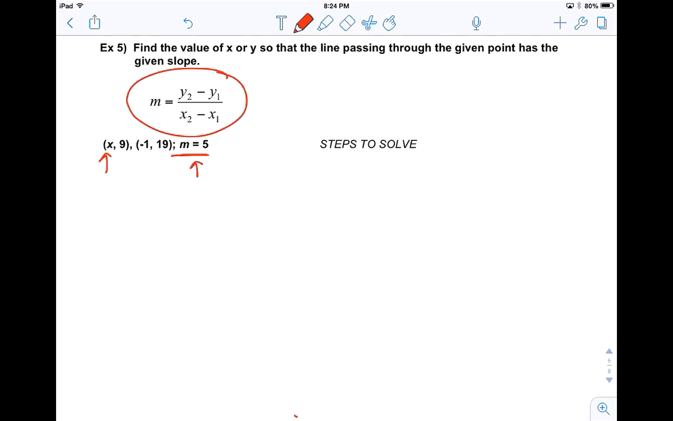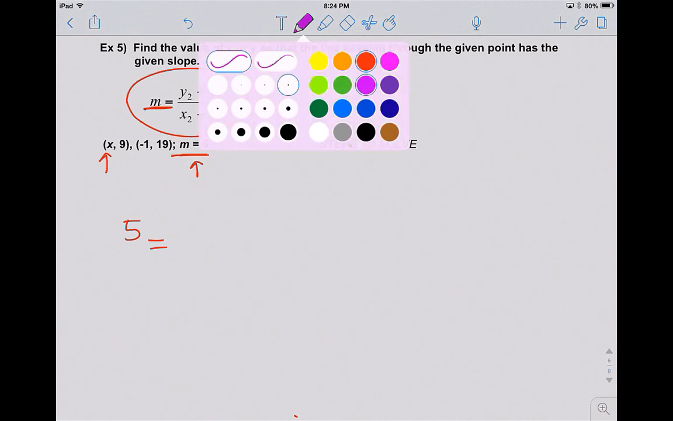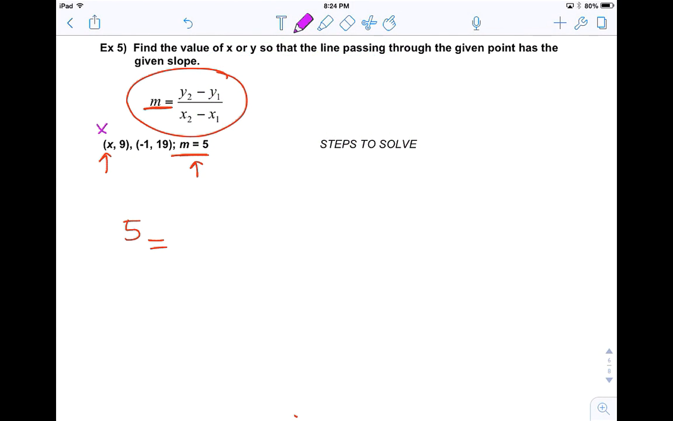So let's start plugging in numbers. We have m equals to start our formula, and we know m equals 5, so we're going to have 5 equals. And then let's label our points x1, y1, x2, y2, and start plugging in. So y2 minus y1, we're going to have 19 minus 9 over x2 minus x1, so -1 minus x.